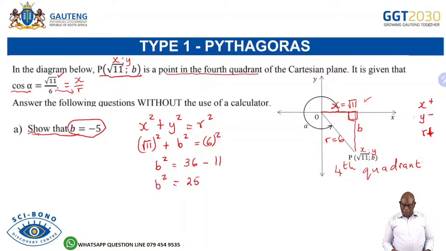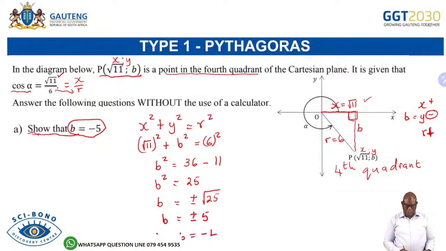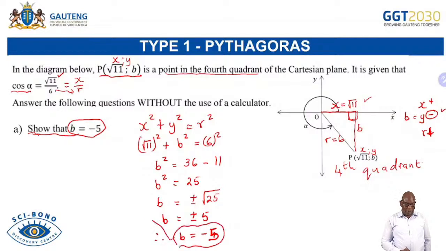I know that my b is the same as the y, so the answer must be negative. So I take the square root of b squared, which gives b equals the square root of 25, plus or minus. I get two answers here, but then I must choose one because my y is in the fourth quadrant, where the y value is negative. So this is 5, and now b is equal to negative 5, and this is exactly what I got there. That's exactly what they want me to get.